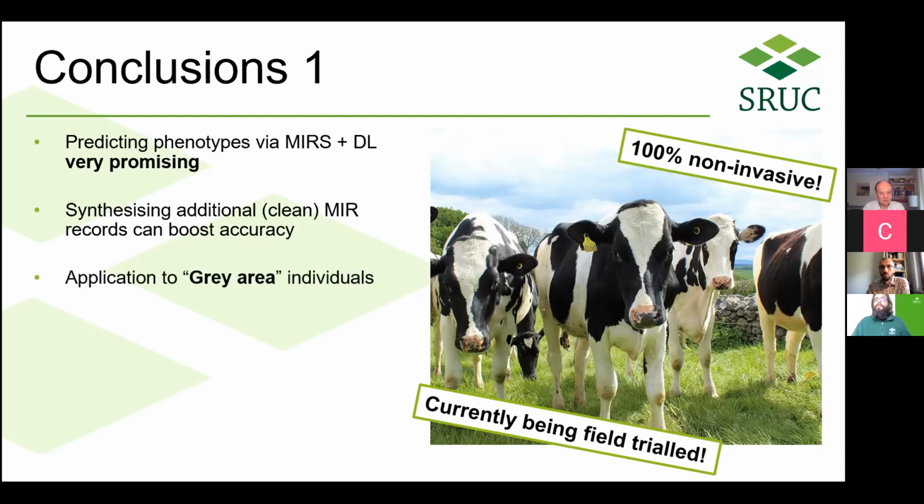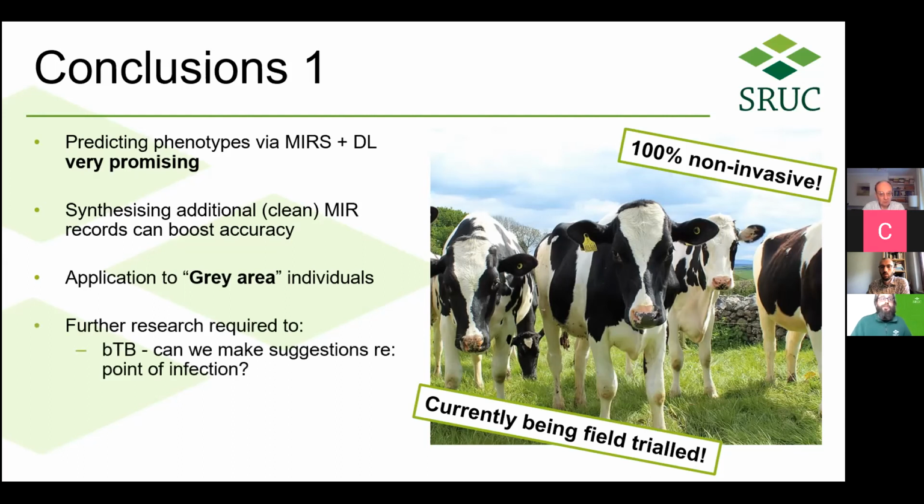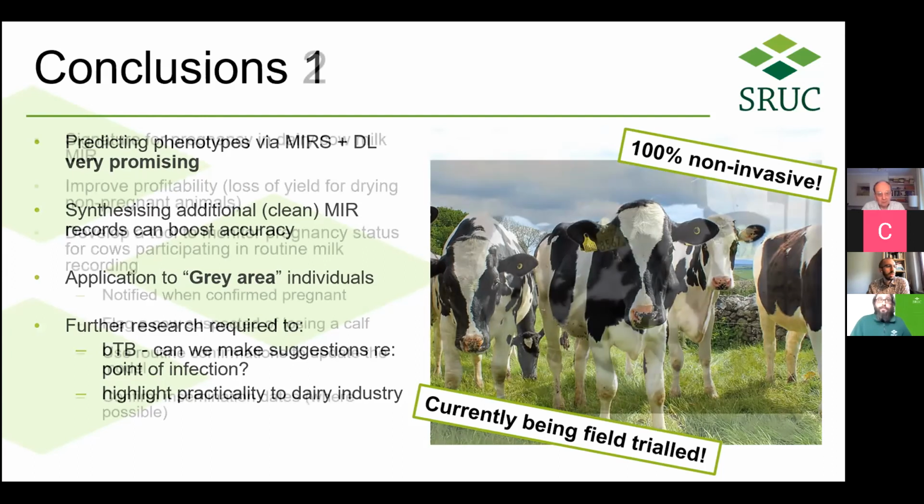We have a hypothesis that this could be used to identify these grey area animals, and potentially once it's been field trialed, we could then use the tool to relabel these animals in the database, and then we'd have new data to continue with training. But we're currently carrying out further research to see if we can use the tool to make some sort of suggestion at the point of infection, and also highlight the practicality to the dairy industry.